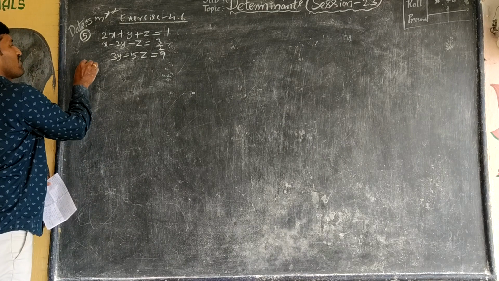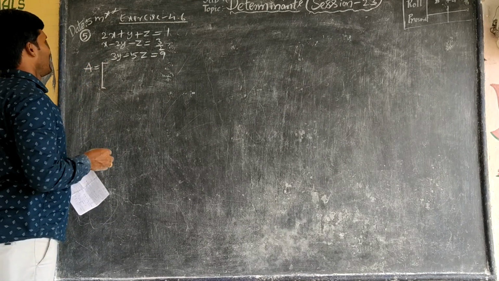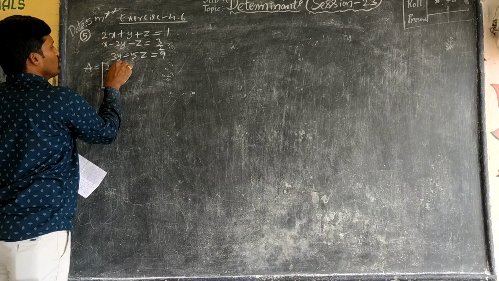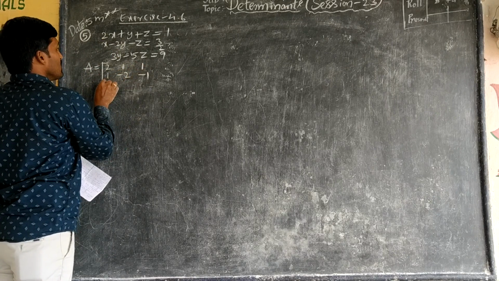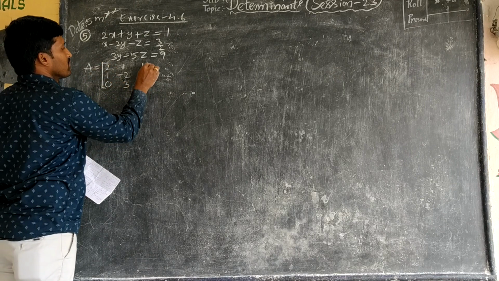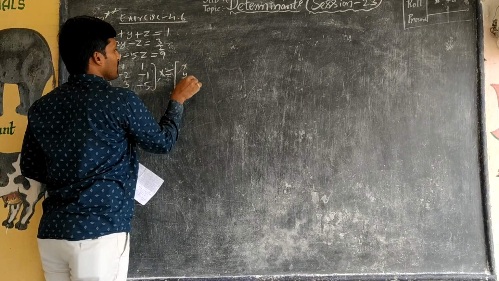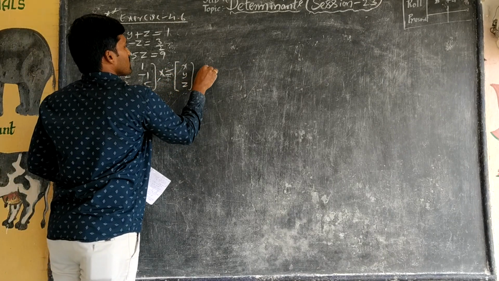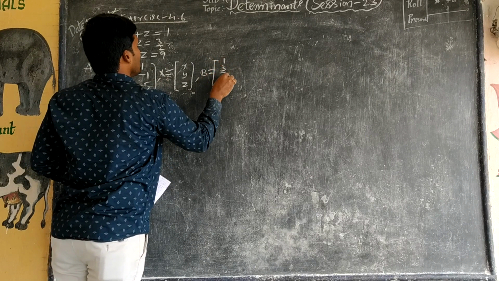Now, from this equation we need to write 3 matrices mainly. A, X, B. A matrix: 2, 1, 1. 1, minus 2, minus 1. X is not there here, that's why the X coefficient is 0. 3, minus 5. X matrix: how many variables are there? 3 variables, X, Y, Z. Next, what is the B matrix? The B matrix is clearly 1, 3 by 2, 9.